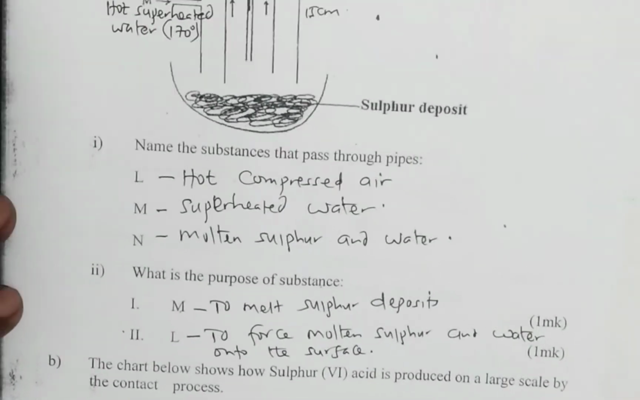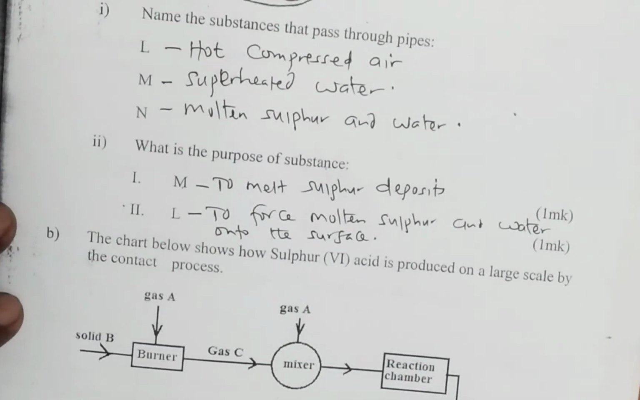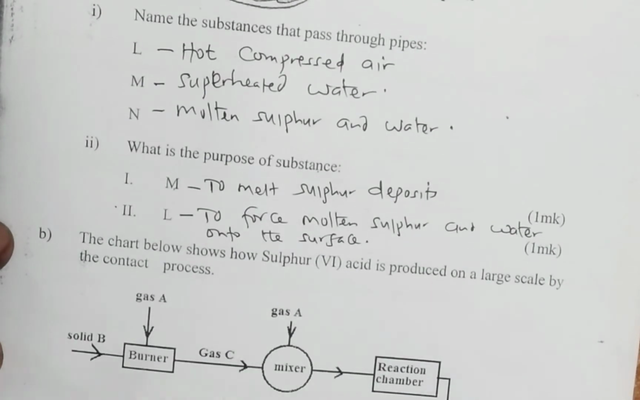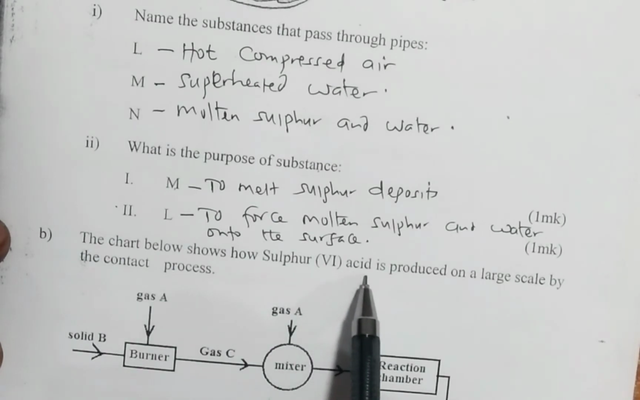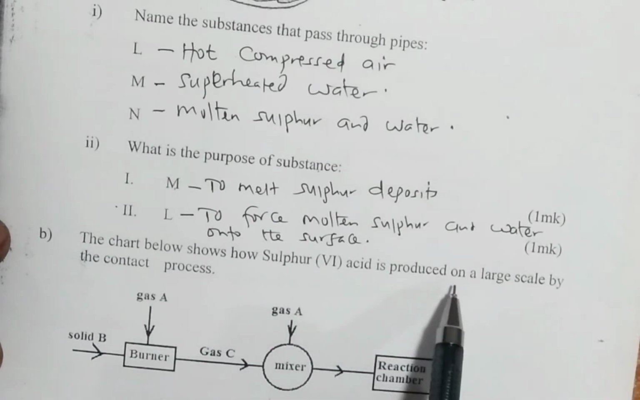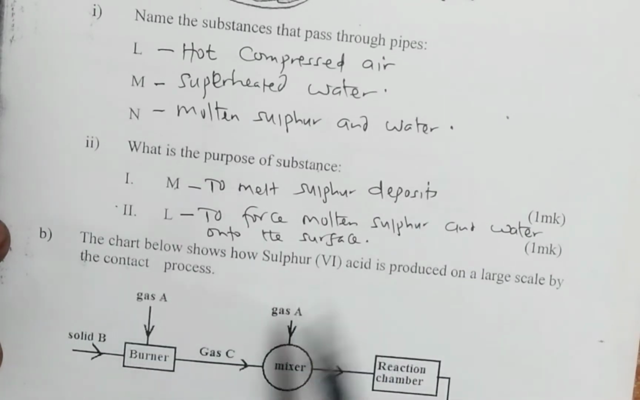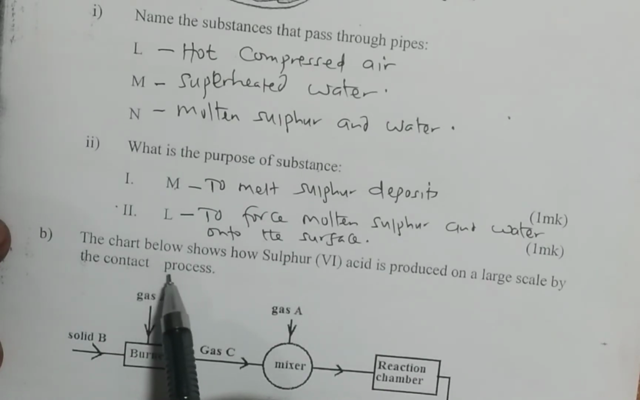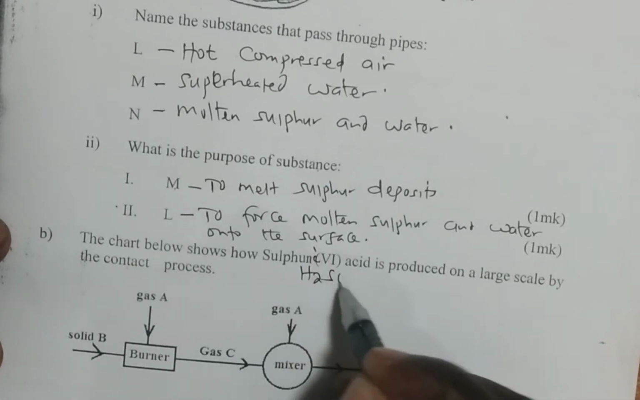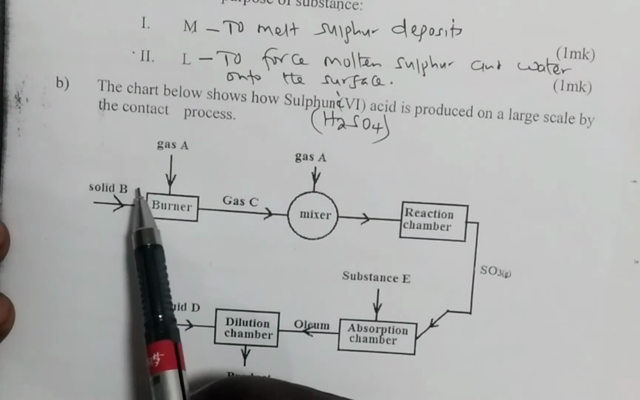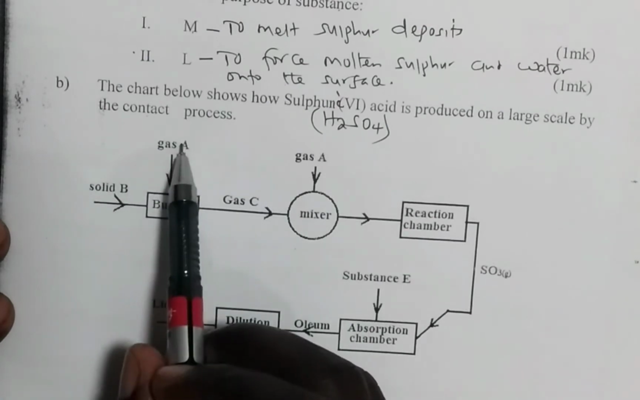We move down to part B of the question, and part B reads, the chart below shows how sulfuric acid is produced on large scale by contact process, and the contact process is a process that manufactures sulfuric acid. The flowchart begins from the point where we have solid B and gas A.